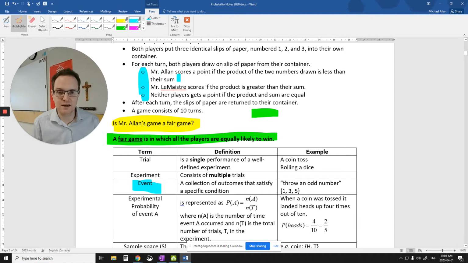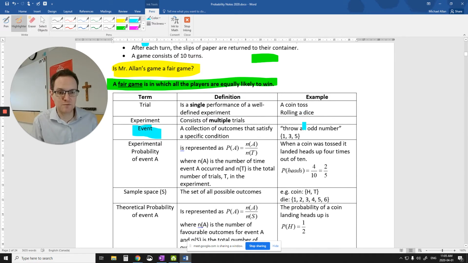Either I get points, Mr. LeMace gets points, or nobody gets points. An example of this would be rolling a dice and throwing an odd number. So my events would be 1, 3, and 5. Right? Probability of an event happening. So this is the key part. This is where the math comes into play. When I calculate the probability, we denote that by saying P of A. So that's calculating the probability of event A happening.